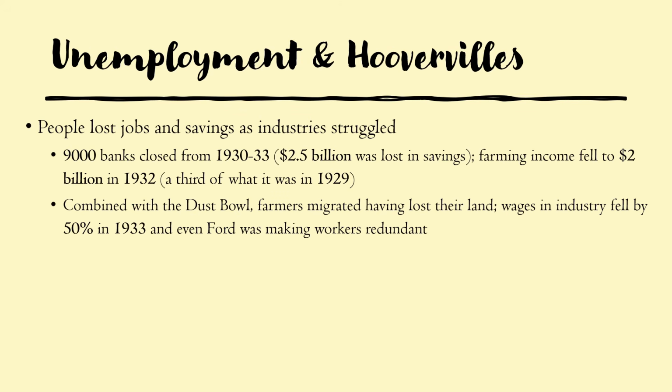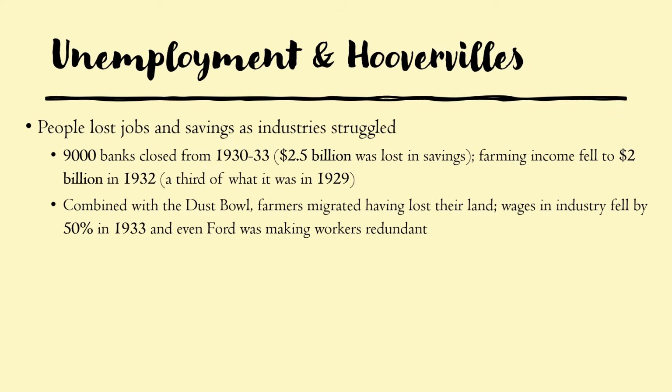The first feature of this is that people lost their jobs and their savings because industries began to struggle. From 1930 to 33, after the Wall Street crash, 9,000 banks closed. They didn't have enough savings or money to keep going, and because there wasn't any backup, when banks closed, people's savings that they'd put in that bank disappeared, and $2.5 billion in savings was lost. So people had no money in banks anymore. All this money they paid in during their life in order to save up was completely gone.